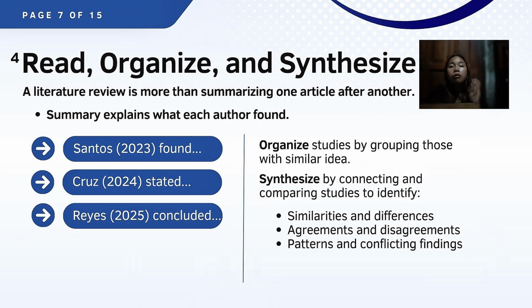Similar ideas. Now, after organizing them, we synthesize the information. Okay, so when we synthesize, we compare studies and ask questions like, what do these studies have in common? How are they different? Do they agree or disagree? Are there any patterns? Are there conflicting findings? So a summary, again, looks like this example, while a synthesis looks like this.